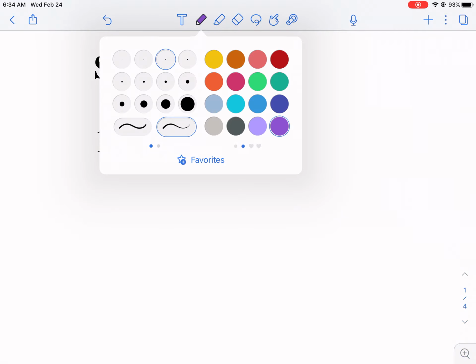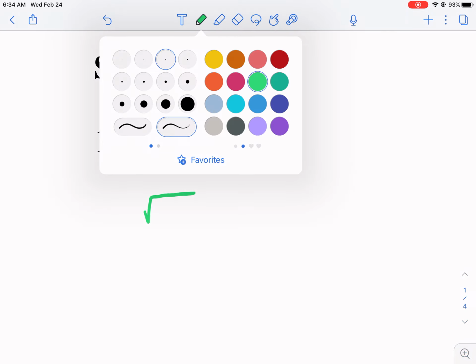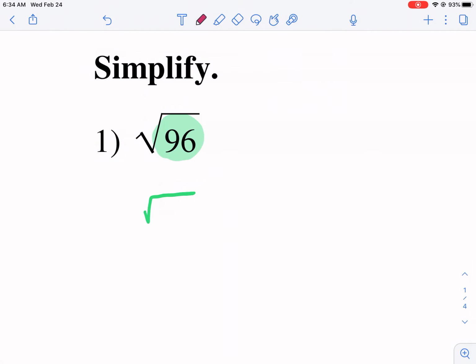Well, what do I mean by that? Well, we can look here, 96, and we can try to see if there are any perfect square factors. Now, what are perfect squares? One thing you'll have to know is that some of the perfect squares, you should probably commit some of these to memory. For example, 1 squared is 1, 2 squared, 4, 3 squared, 9, 4 squared, 16, 5 squared, 25, 6 squared, 36, and I'll stop there.